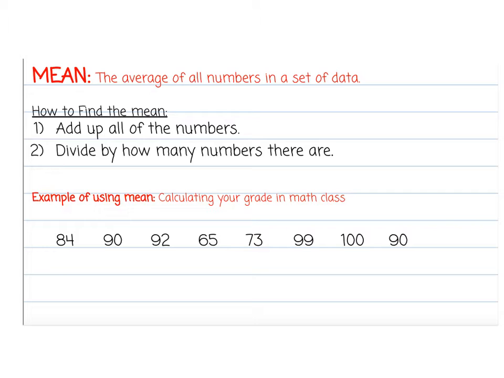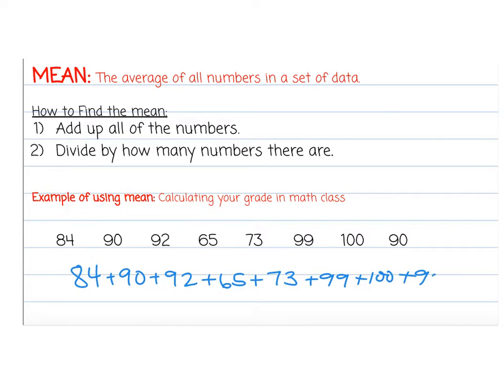Okay, so we would do 84 plus 90 plus 92 plus 65 plus 73 plus 99 plus 100 plus 90. And you can use a calculator on this. Just as you are doing it, make sure that you are very careful about typing stuff in and that you don't accidentally miss a number or type a number in incorrectly, because that will then throw off your answer. So when you add all of these together, I got 693. Now you have 1, 2, 3, 4, 5, 6, 7, 8 numbers.